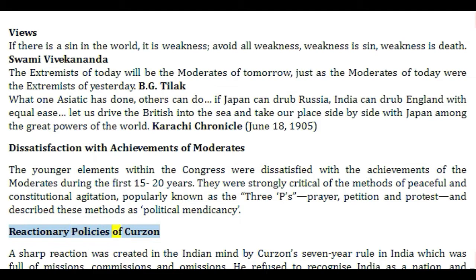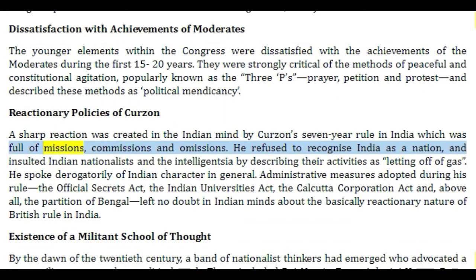Reactionary policies of Curzon. A sharp reaction was created in the Indian mind by Curzon's 7-year rule in India, which was full of missions, commissions and omissions. He refused to recognize India as a nation and insulted Indian nationalists and the intelligentsia by describing their activities as letting off of gas. He spoke derogatorily of Indian character in general.